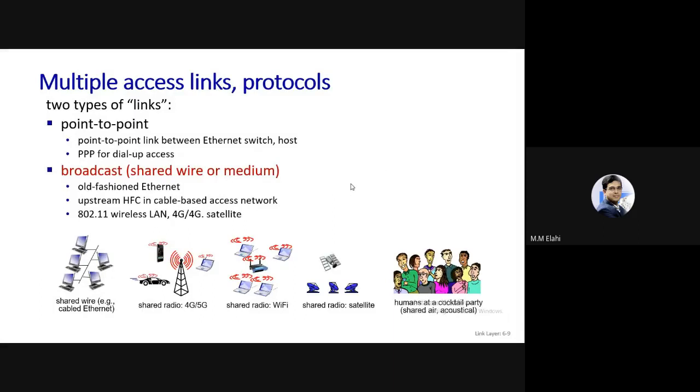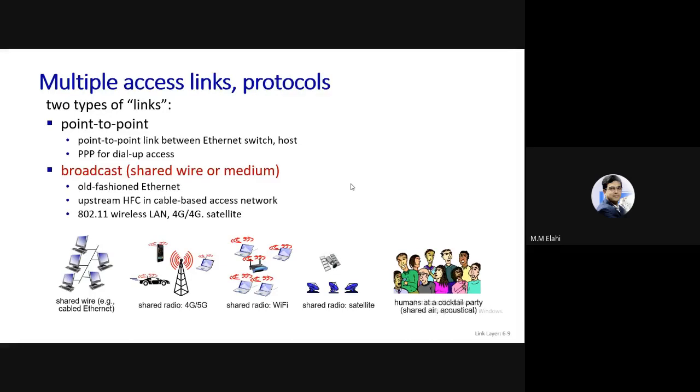So we have completed the introduction section, that is 6.1.1, and then this is 6.3 about multiple access links or protocols. So out of all possible links, there are two broad categories. One is called point to point.